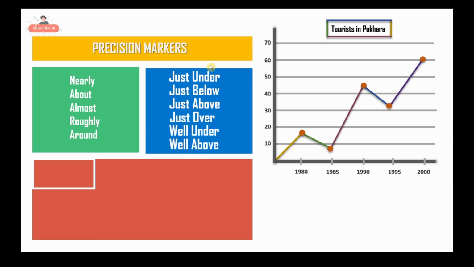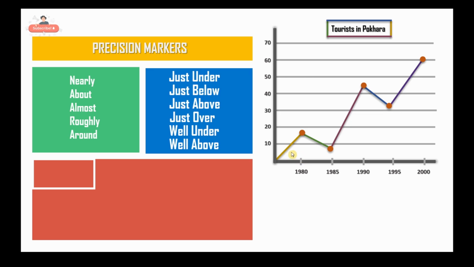Now let's look at the number in 1980. It has not reached 20. So if you write the number was 20, then it will obviously be a mistake, right? The number is nearly 20. So while writing about this datum, don't write nearly 20, write just under 20 in 1980. So we are replacing the word nearly with just under. This is just under the line. That's why we are writing the number is just under 20 in 1980.